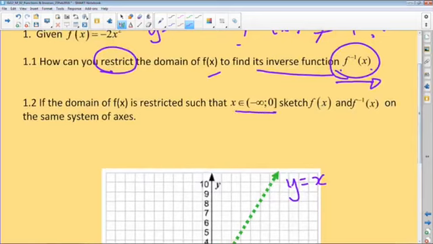The next part says, if the domain is restricted such that x is an element from negative infinity to naught, so in other words, we are just looking at the negative arm of the parabola, sketch f of x and then the inverse on the same system of axes.